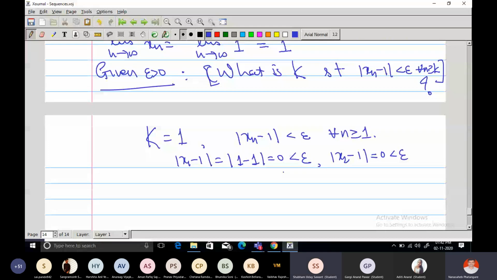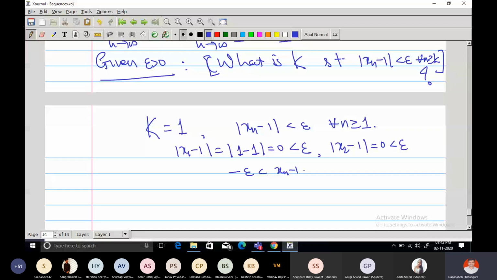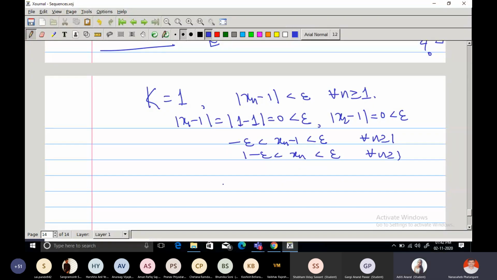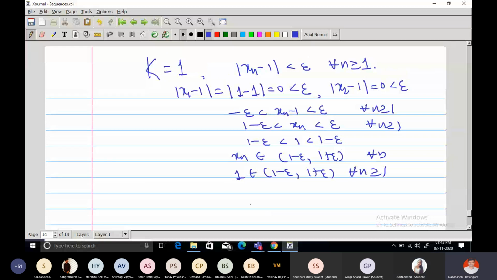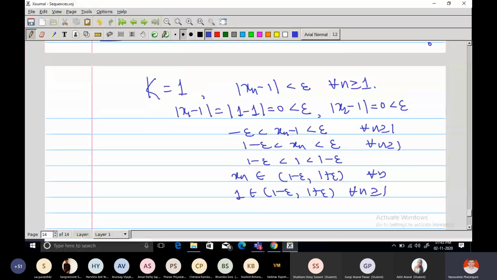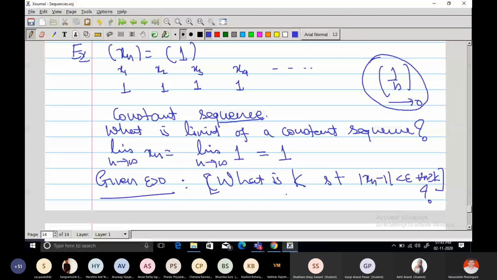And here we cannot say deleted neighborhood, because 1 minus epsilon less than xn less than 1 plus epsilon for all n greater than or equal to 1, means for all n in fact. But what is xn for all n? 1. That means xn belongs to (1 minus epsilon, 1 plus epsilon) for all n. So we cannot say deleted neighborhood. We are talking about the epsilon neighborhood. Is it clear? Yes, sir. Is there any confusion? No, sir.